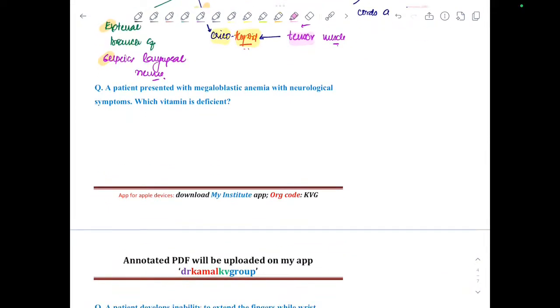Again a very basic question and has been repeated many number of times. A patient comes with megaloblastic anemia plus neurological symptoms. Now which vitamin deficiency can you think of? Now here, megaloblastic anemia, everyone must be knowing that there are two reasons. Either there can be deficiency of vitamin B12 or there can be deficiency of folic acid.